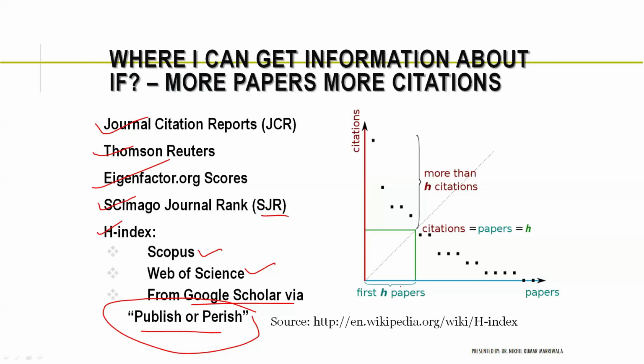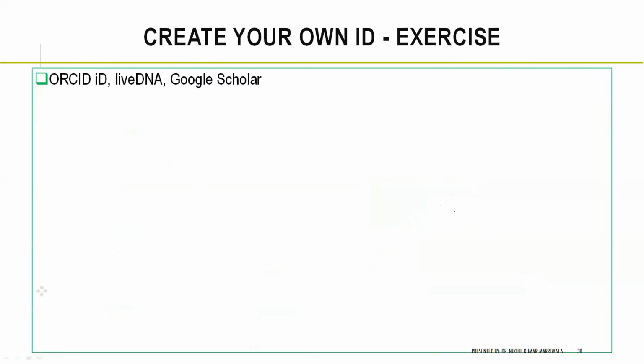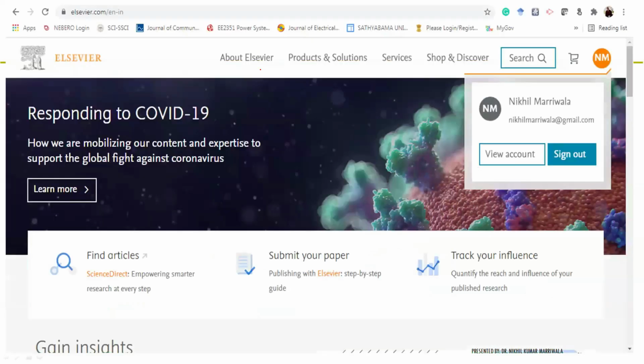So this chart basically talks about your H index growth, how it grows, right? Normally it will grow because you will publish things and then people would cite it. So what you can do is create your ORCID ID, Google Scholar ID, even Live DNA. I've not shown it. And most importantly, your Elsevier ID also. I'll just show you this now.